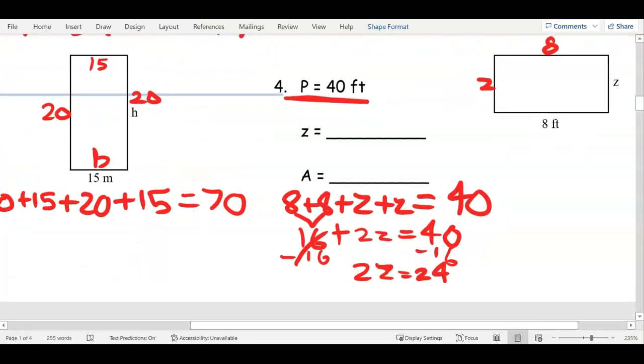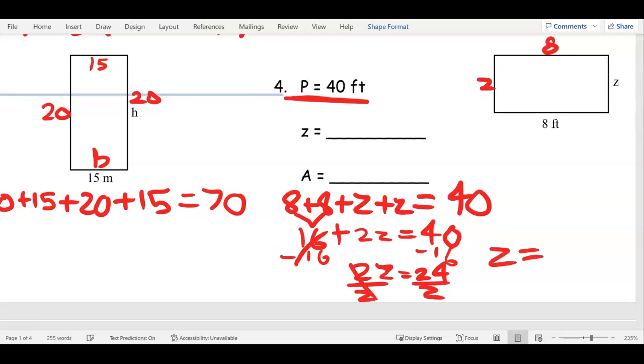And I know there's not a lot of room, and I'm sorry. But let's divide by 2. What's 24 divided by 2? 12. So my z, my missing side, is 12. 12 feet. And again, not squared, because we're not talking about area.